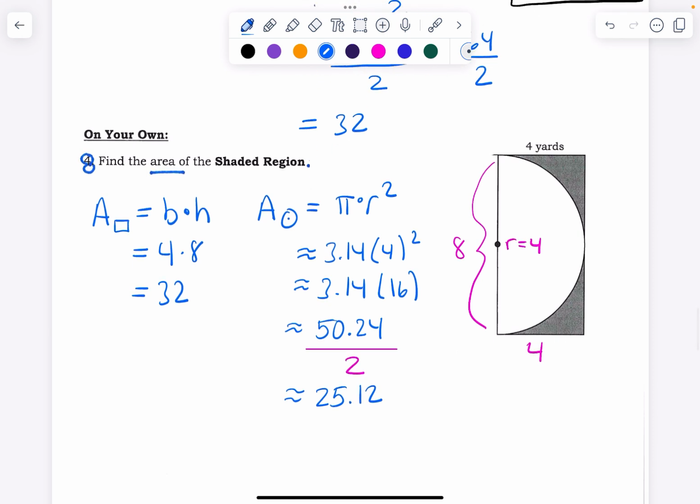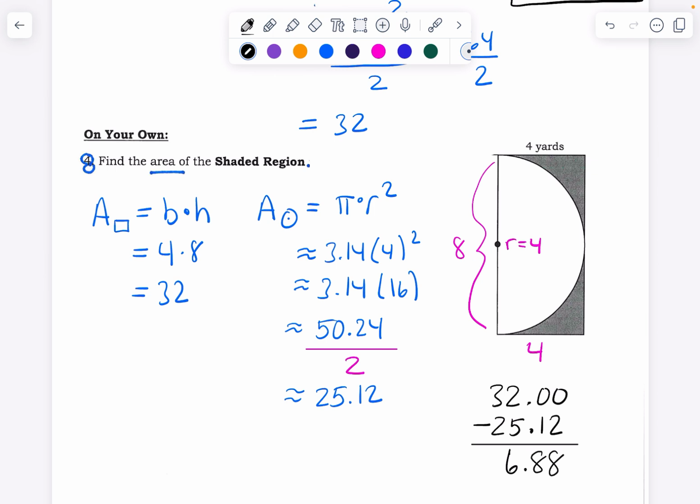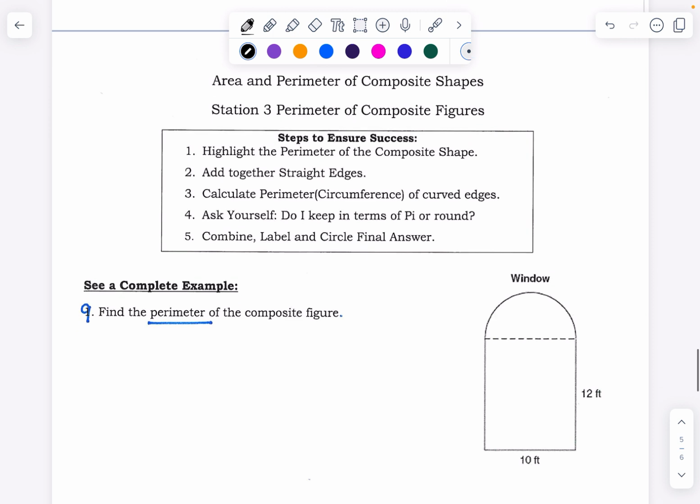And now what I'm going to do is take the area of the rectangle, which is 32.00, minus 25.12, and that would be 6.88 yards squared, or square yards, however you want to say it or write it. All right, moving on to number 9.